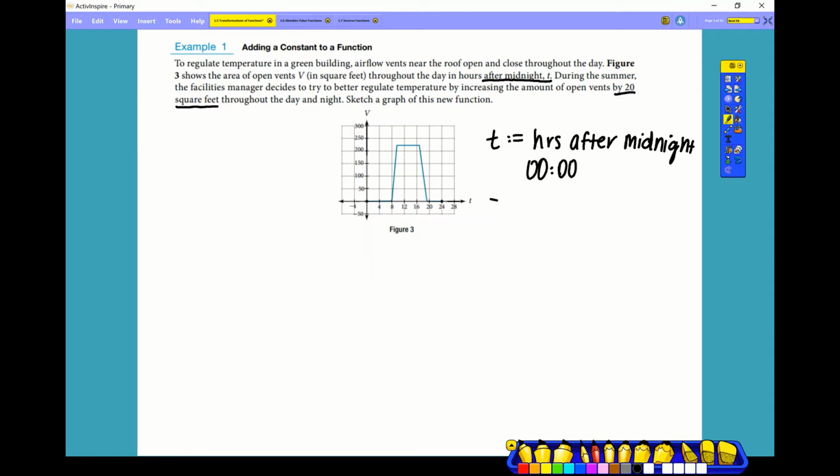But we have this 20 square feet. It looks like V is measured in square feet, so the 20 has the same units as V, which means we're going to be changing y here. He's going to open the vents, so he's going to increase them by 20 square feet throughout the day and night. So I'm going to take everything, and let's say that's 20, and move everything up by about 20. And that would give me a new graph.